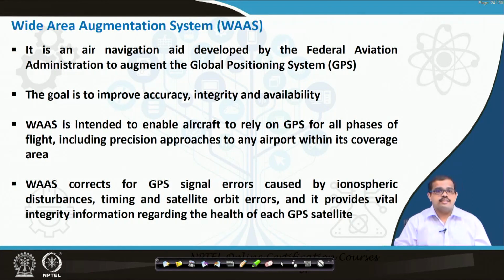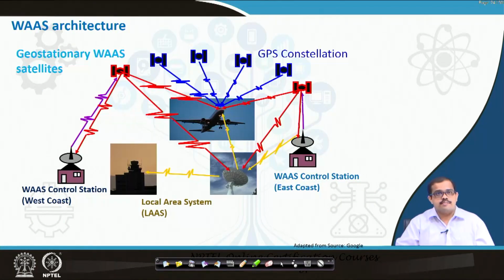Then WAAS corrects for GPS signal errors caused by ionospheric disturbances, timing, and satellite orbit errors, and it provides vital integrity information regarding the health of each GPS satellite. That is extremely important when you are looking at the satellite signals. The health of a GPS satellite is important, and that input is provided by the WAAS system.